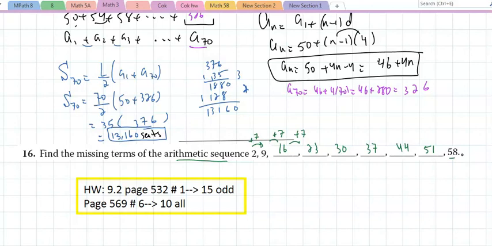So the next section up is geometric sequence. What do you multiply to get the next term? That's the same idea.